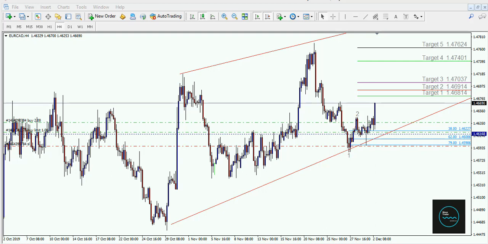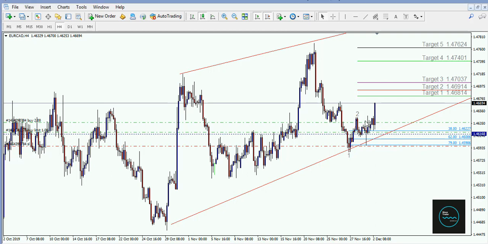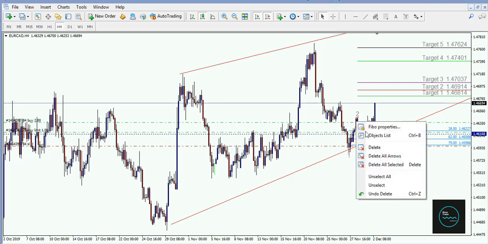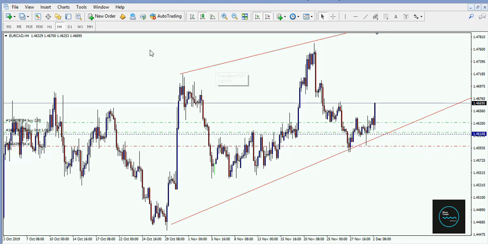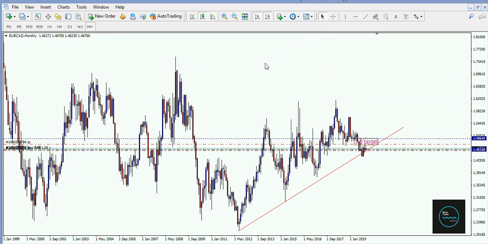I want to show you a trade I'm currently in on the EurCad pair. I consider this to be a swing trade. I'm going to walk you through my thought process and how I got into this trade. Right now I'm on the 4-hour chart, and I'm just going to delete my calculation and go to the monthly chart so we can have a look.